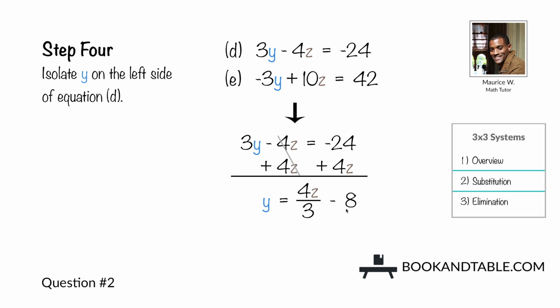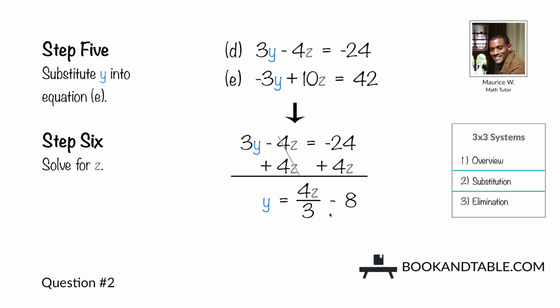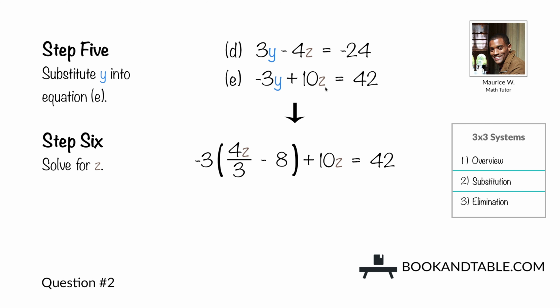So now that we have our expression for y, step 5, substitute y into equation e here. And then step 6, solve for z. So when we plug 4/3 z minus 8 in for y, we get negative 3 times (4/3 z minus 8) plus 10z is equal to 42. And now we distribute the negative 3.